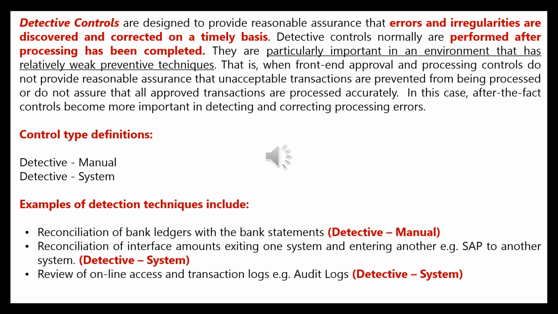Another example, review of online access and transaction log. Example, audit logs. Again, it's a detective control, and audit logs being generated by your ERP system or your audit system. It's again a systemic control, but a detective control.